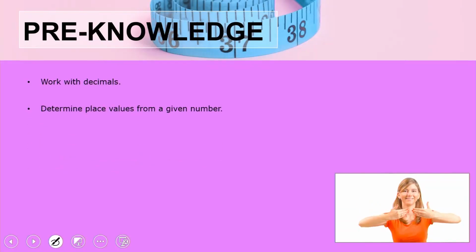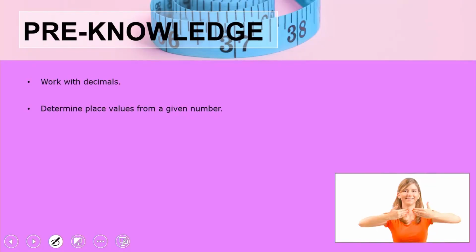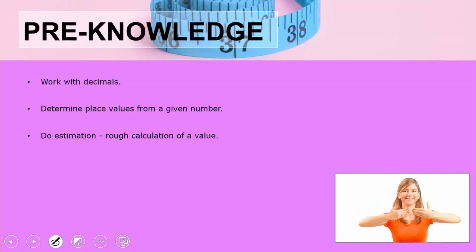So let us have a look at the pre-knowledge you've acquired in your previous grades that we can use now as we do this rounding. The pre-knowledge that we are having is working with decimals. I hope you all worked with decimals in your lower grades. You were all able to determine the place value from a given number, and also you were able to do the estimation. Remember, the estimation is the rough calculation of a value.